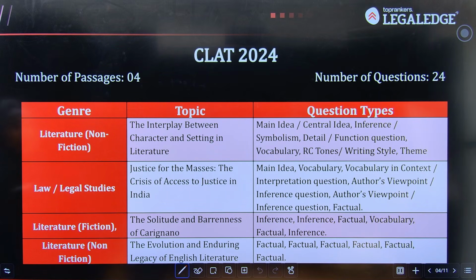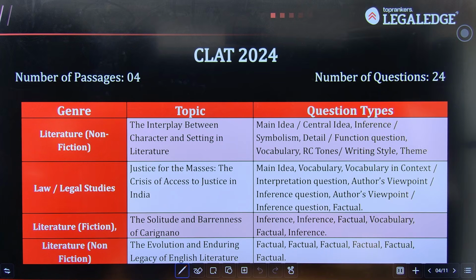There were four passages with 24 questions. See, students, again, you can see there were three literary passages and one passage was around legal studies. Again, literature is dominating here. So let's go ahead with this. The first passage was around the interplay between character and setting in literature, that is non-fiction.